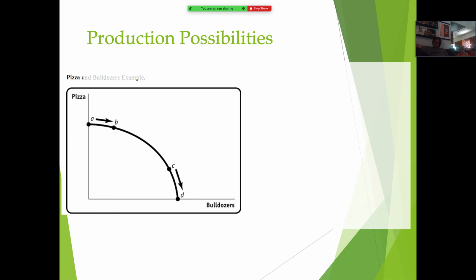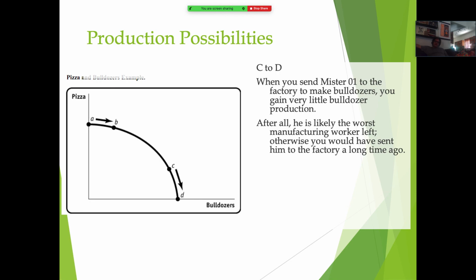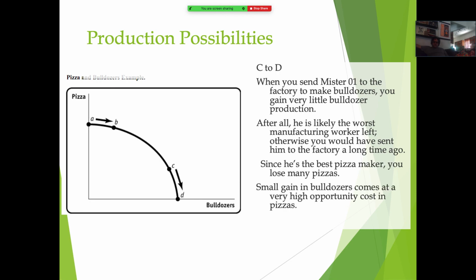And then this last one, I don't even know what this is. Oh, so C to D. When you send Mr. 01 to the factory, you gain very little in bulldozers because Mr. 01 is good at making pizza. He's not very good at bulldozers, so you're not gaining much in bulldozers, but you're losing a lot of pizza. So a small gain in bulldozers comes at a high opportunity cost in pizza.